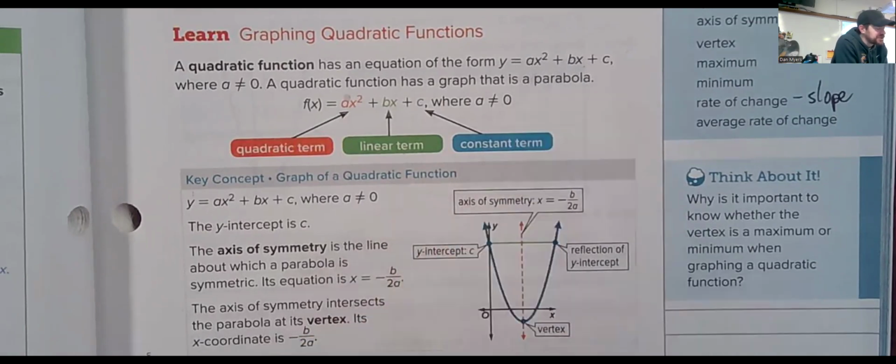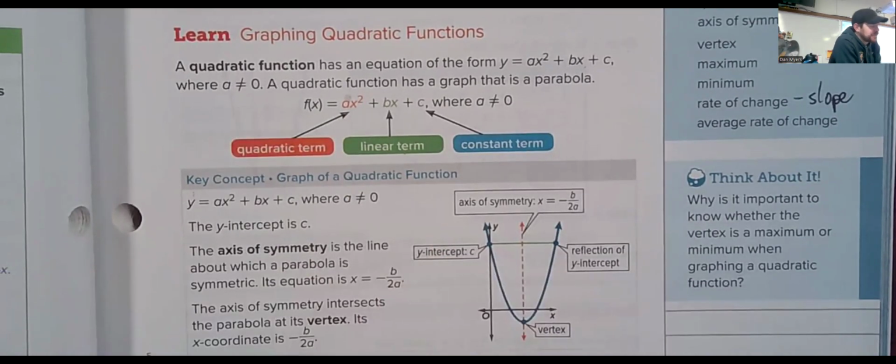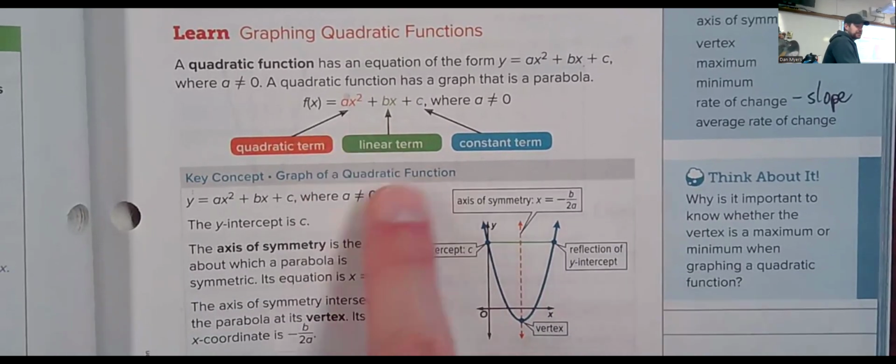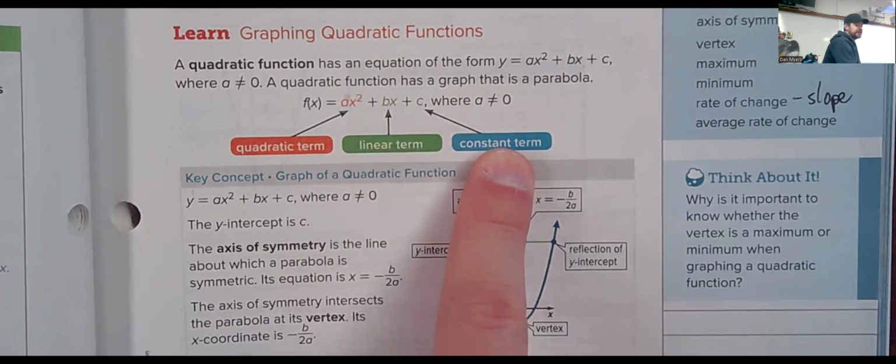It doesn't have any restrictions about b or c being equal to 0 because they can equal 0, but a cannot equal 0 if it's going to be quadratic. So we have three different terms. We have the quadratic term, the one with the squared. We have the linear term, the one with just the x. And then we have the constant term, which is the one that doesn't have a variable.